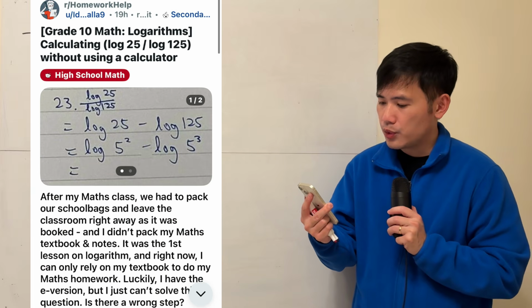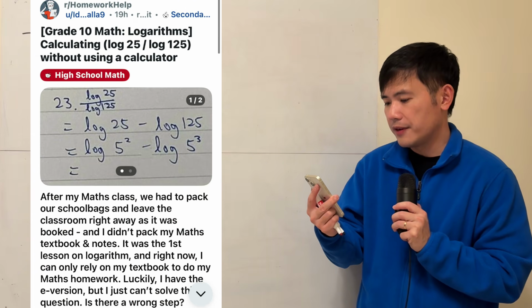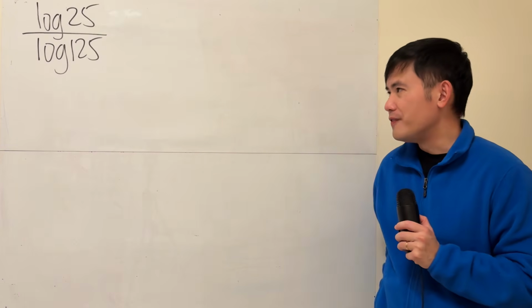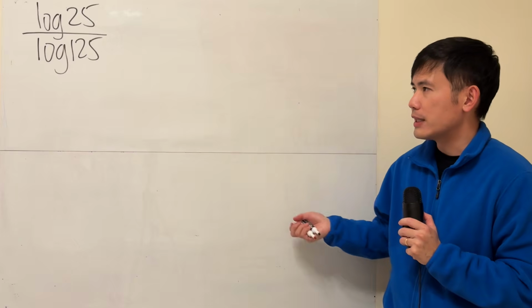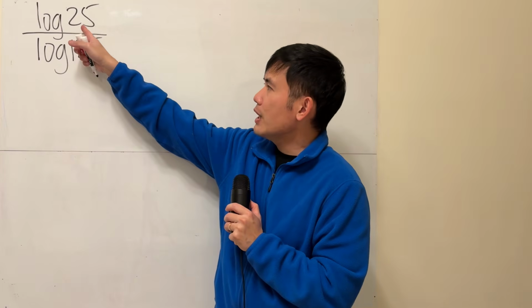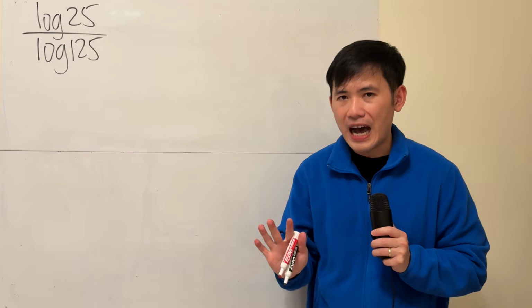Great at math, logarithms. Calculating log 25 over log 125 without using a calculator. So I'm going to help you solve this question first, and then I'm going to provide all the notes that you need for logarithms on the side. Here we go. Notice we have 25 and 125. They are both powers of 5.